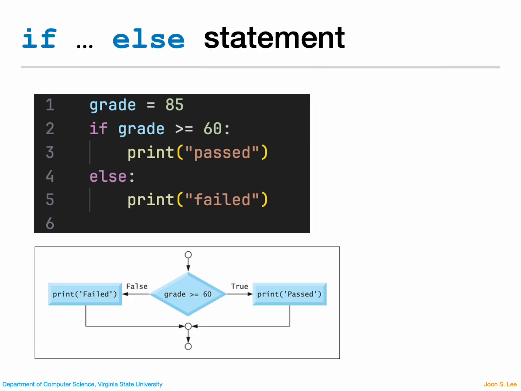Then the program checks the condition. If grade greater than or equal to 60. Since 85 is greater than 60, the condition is true. So Python runs the first block of code and prints passed.